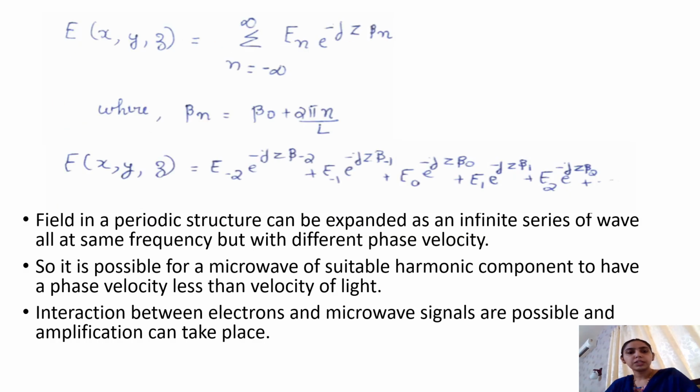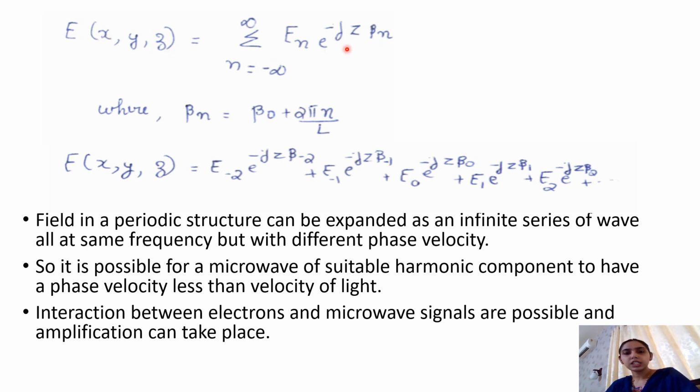Continuing from the previous expression, instead of beta naught plus 2 pi n by L, we can generalize it as beta n, that is the phase constant of the nth mode. So now I have represented the electric field distribution in the helical slow wave structure as a sum of Fourier series. With the help of Floquet's theorem and Fourier series expansion, finally we have come to a generalized expression for representing the electric field in a slow wave structure.